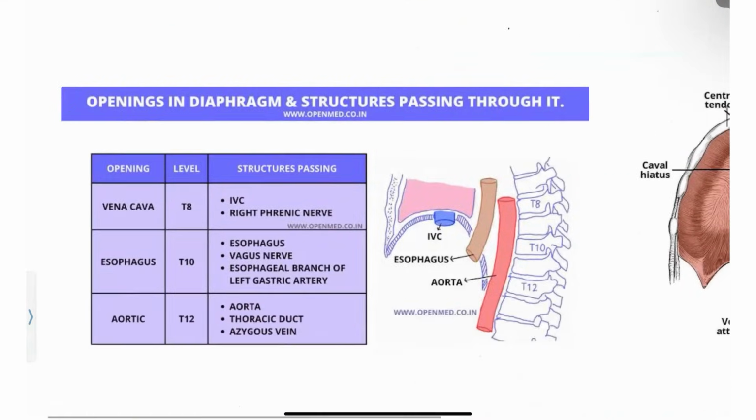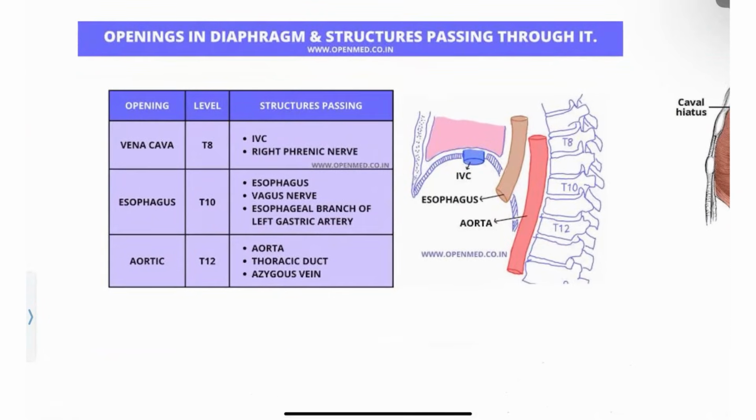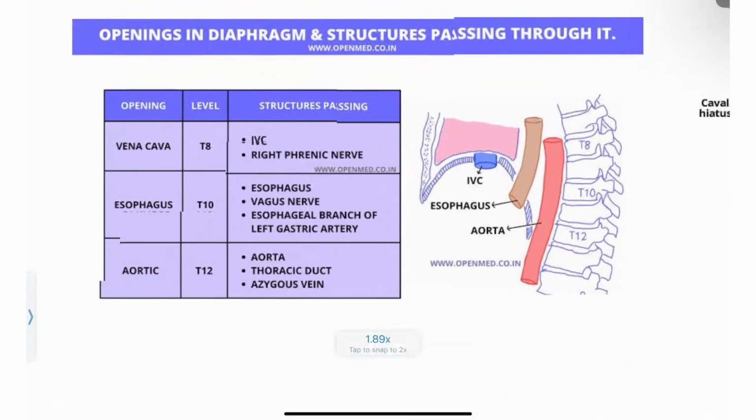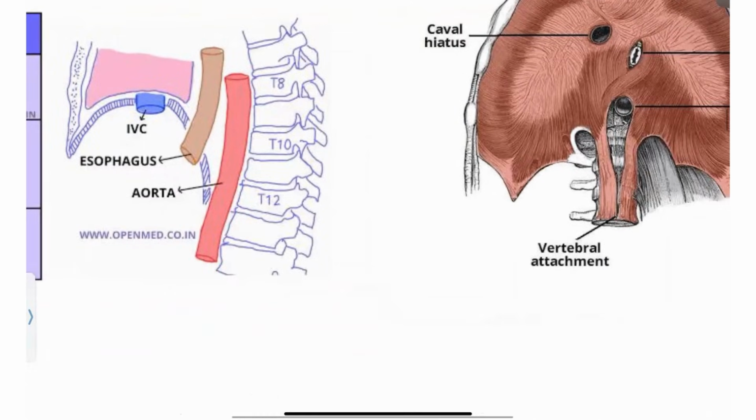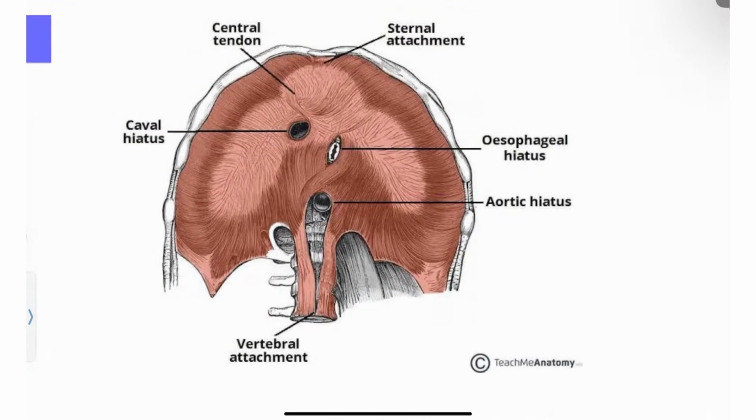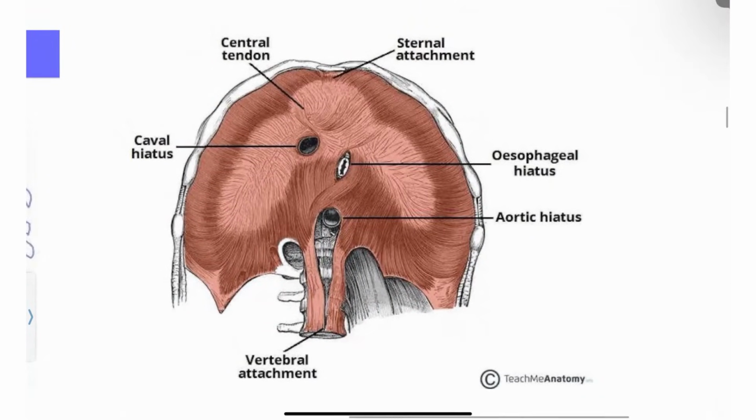So going to the openings of the diaphragm and the structures passing through it. Let's see, there are three main openings at three different levels. The first level will be T8, the second level T10, and the third level is T12. Here you can see these are those places. So the first one is here. You have to remember the T8. This is where T8 will be present. Again, this is your T10 and this is your T12.